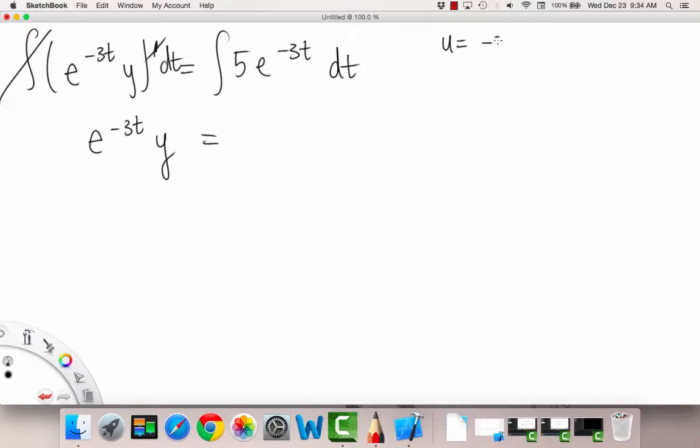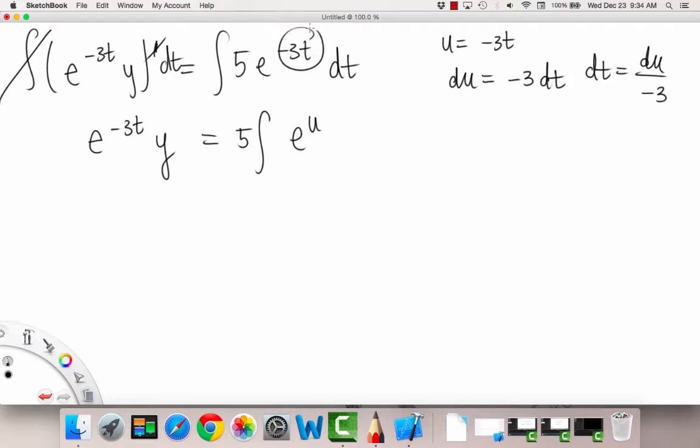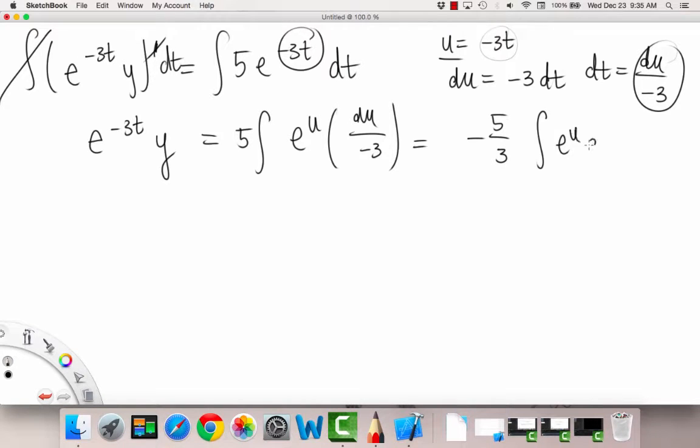So our u is negative 3t, so that means our du is negative 3 dt. We get dt by itself, and that is du over negative 3. We're just doing u substitution here. So that 5 just stays out in front, and this is e to the u, because we're replacing the negative 3t with a u. And then dt is replaced directly by du over negative 3. So now this is negative 5 over 3 times the integral of e to the u du. And the left side can just stay the same. It'll just hang out there until we've dealt with the right side.